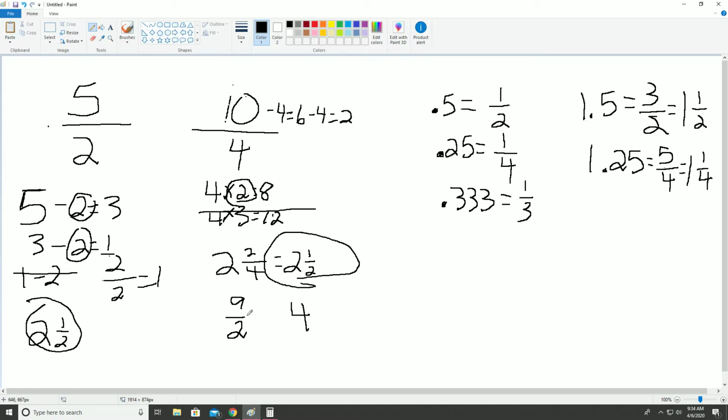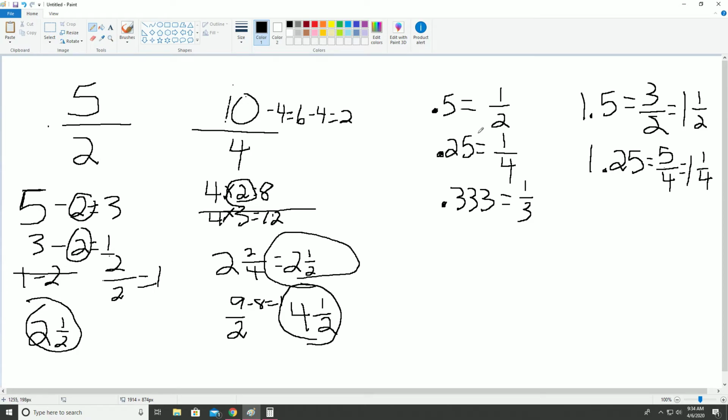Okay, and if I pull out 4 2's, I'm really pulling out 8. What am I left with? 1. So that means 4 and 1/2. 4 and 1/2. This is my mixed number that I could use to represent 9/2.